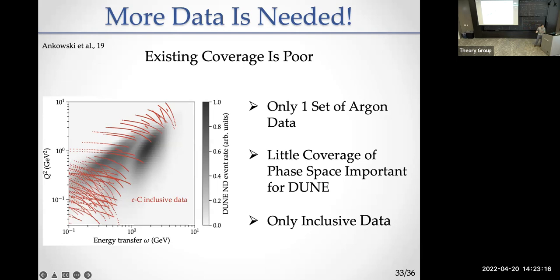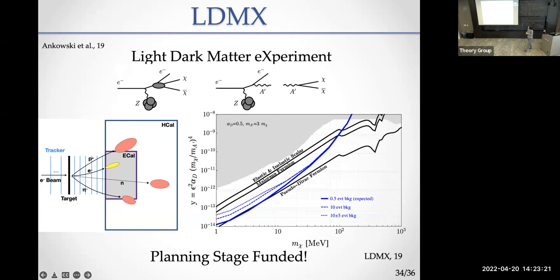Luckily, one of the proposed experiments on the market, the Light Dark Matter eXperiment, LDMX, turns out to be able to take great electron-nuclear scattering data. LDMX is designed to look for light dark matter using a fixed-target setup. We have a 4 GeV electron beam hitting a thin target, and you measure the outgoing electron and all the hadronic particles. The outgoing electron could radiate a dark photon, which then decays to dark matter.